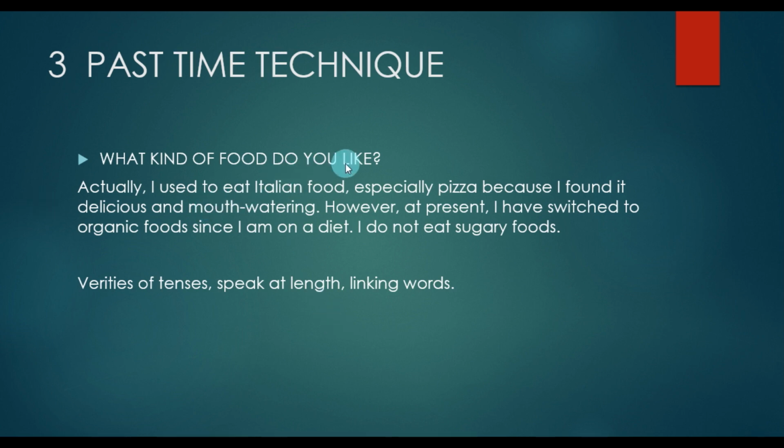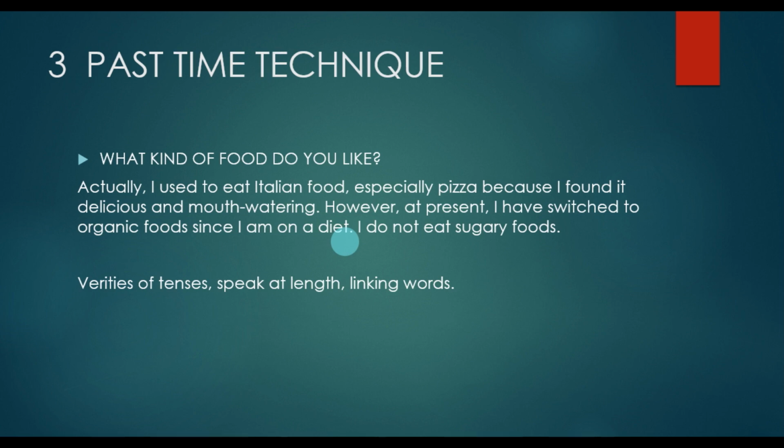So in case of the past technique, you may compare about your past. I used to eat Italian food in the past, especially pizza. I found it mouth-watering and delicious. And at present, I have switched to organic food since I am on a diet. I do not eat sugary food. In this technique, you use a variety of tenses. Also, speak at length, use linking words. Linking words are a vital ingredient in your speaking.